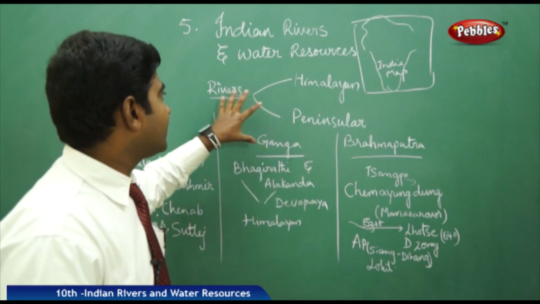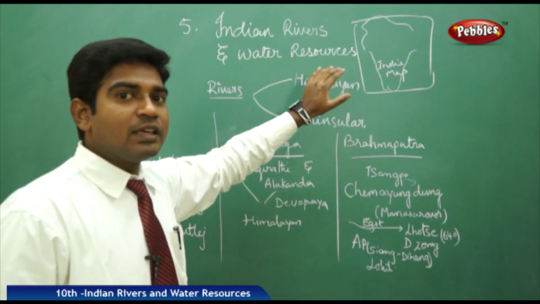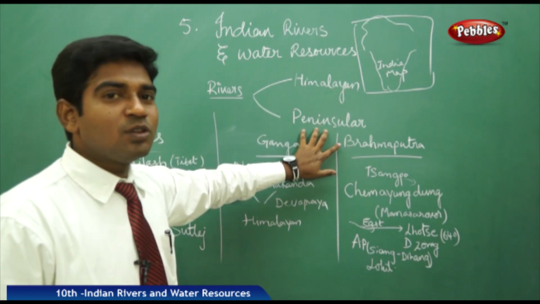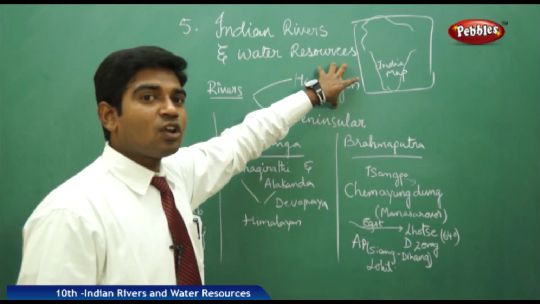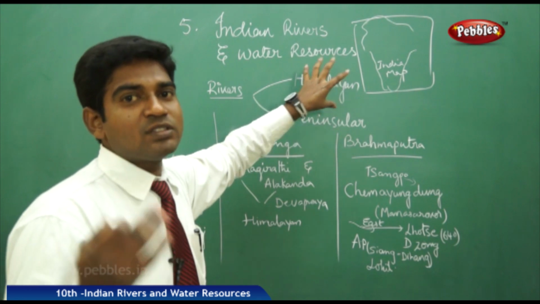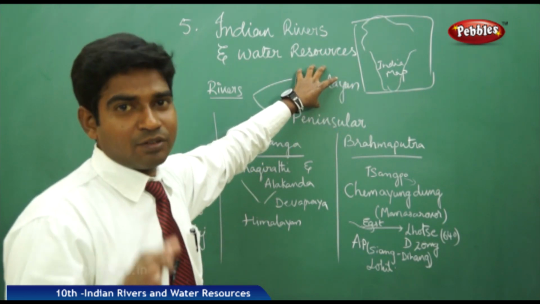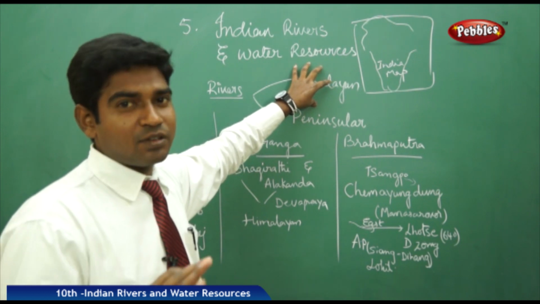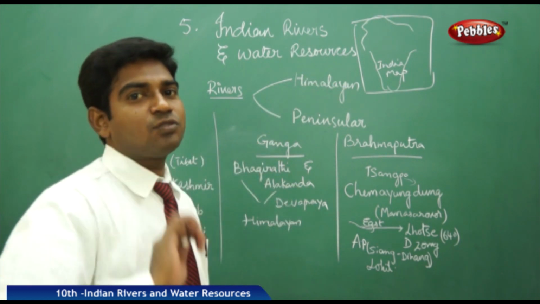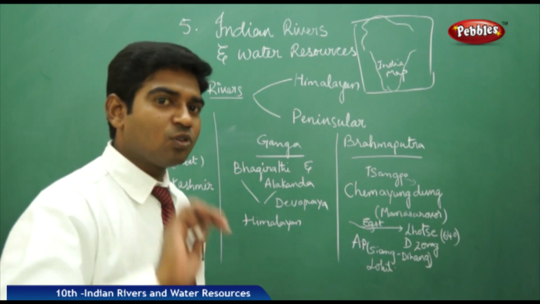We have mainly divided the entire rivers into two major categories, that is the Himalayan rivers and the peninsular rivers. The rivers which originate from the Himalayan belt, or which have their source of water from the Himalayan region, are called Himalayan rivers. These are also known as perennial rivers because they have continuous flow throughout the year.